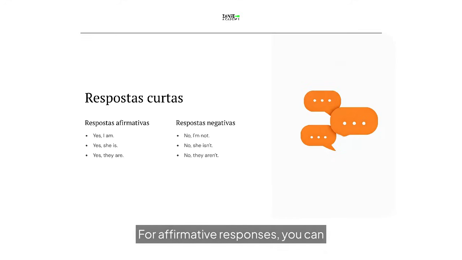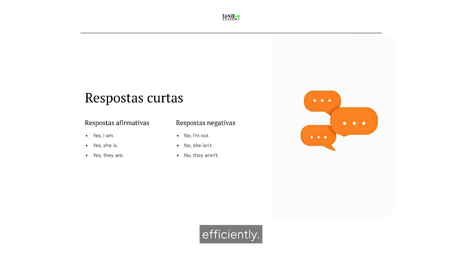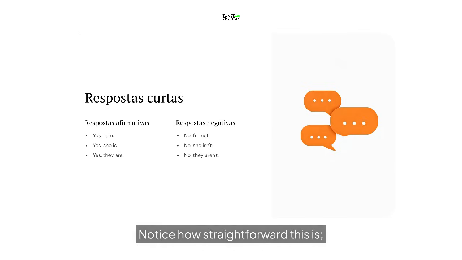For affirmative responses, you can simply echo the question using the verb to be. For example, if someone asks, are you a student? You would respond, yes, I am. This confirms your identity efficiently. Notice how straightforward this is. It makes your answer clear without needing extra details.